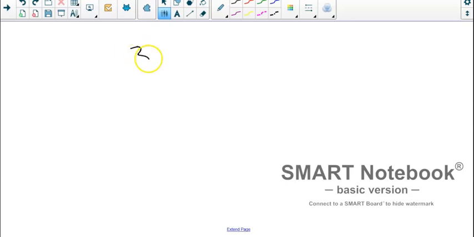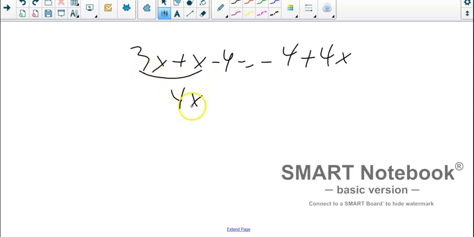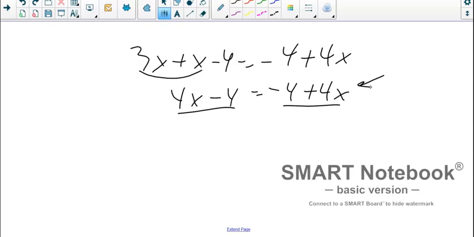Now how about this one? 3x plus x minus 4 equals negative 4 plus 4x. Okay? Well, first thing I want to do is always simplify. So I have 4x minus 4 equals negative 4 plus 4x. Some of you may already see where this is going. Some of you might see that this and this are the same thing, just in a different order. I could rewrite this as 4x minus 4 also, which means already I could stop the problem. I'm already done because if the two sides are equal, that's a true statement and I know the answer. But let's go a little bit further. Plus 4 plus 4.